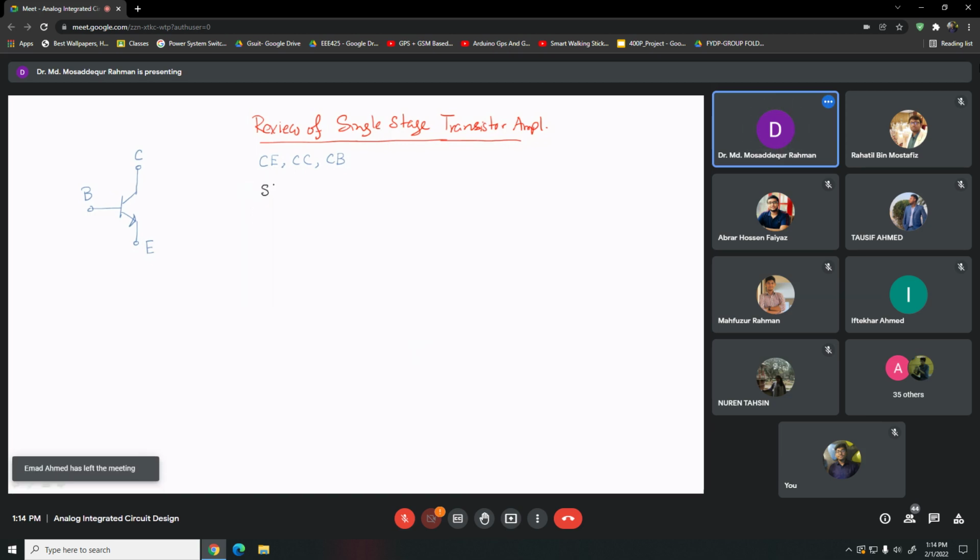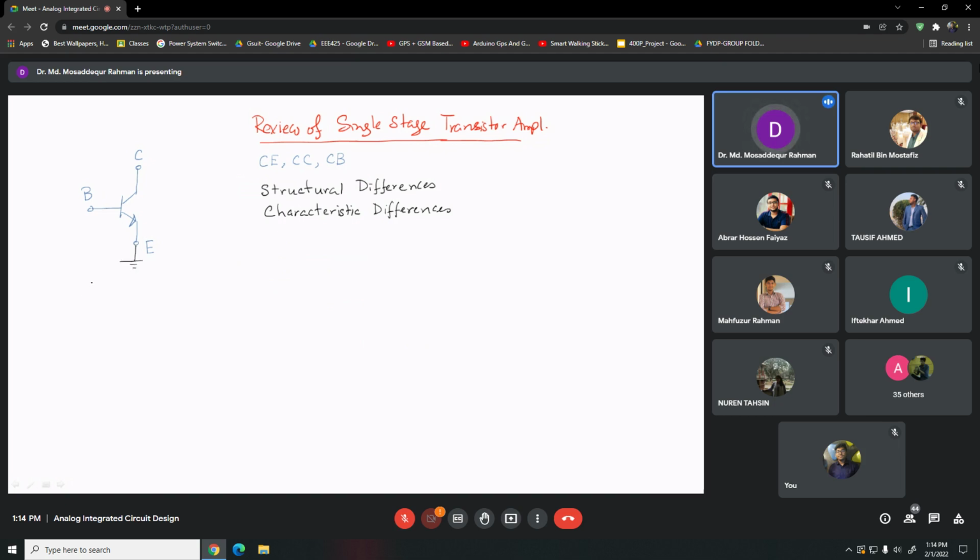There are structural differences, right? And there are differences in their characteristics, right? Yeah, properties, features. Now, structure-wise, when we say common emitter, it means emitter will go to ground, okay?